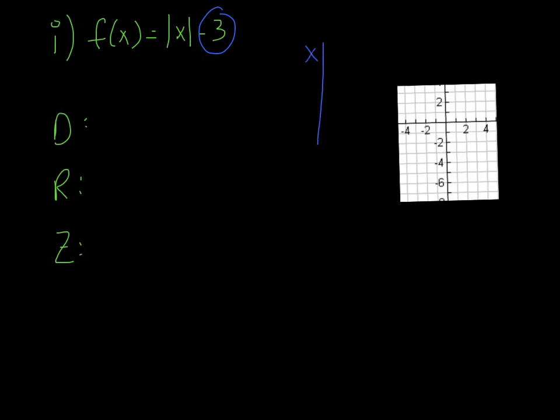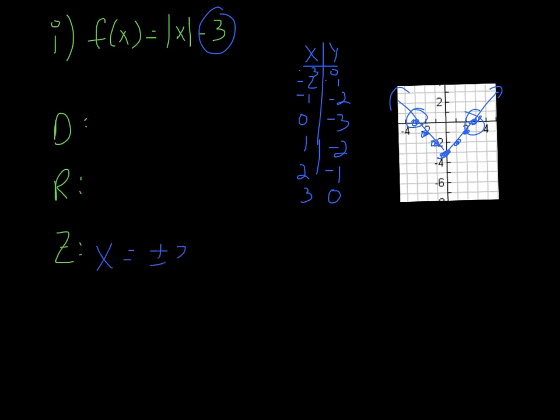Think about this. If you plug in, say, 0, you get negative 3. So 0, negative 3. It's almost like the vertex on a parabola, but not quite. Plug in 1, you get negative 2. Negative 1, you also get negative 2. Plug in 2, you get negative 1. Negative 2, you also get negative 1. So you can really see it taking on this V shape, can't you? 3, you get 0. Negative 3, you get 0. All I'm doing is plugging these into the function. Boom. Now that's handy because now we know the zeros of the function. The zeros are plus and minus 3.